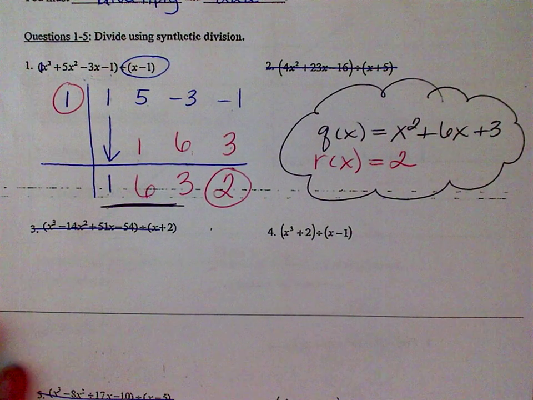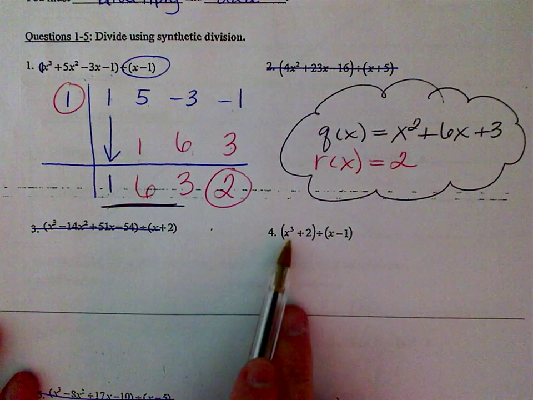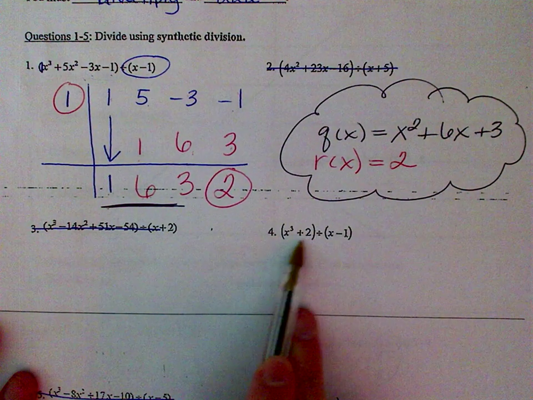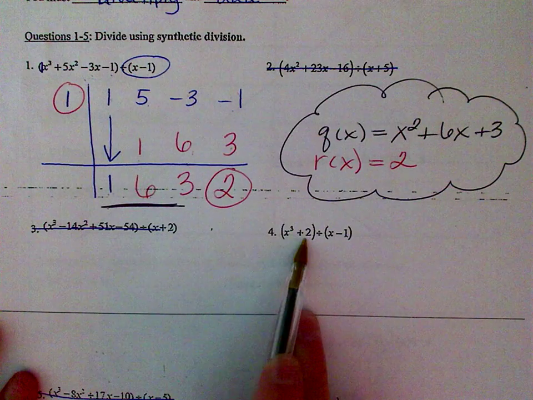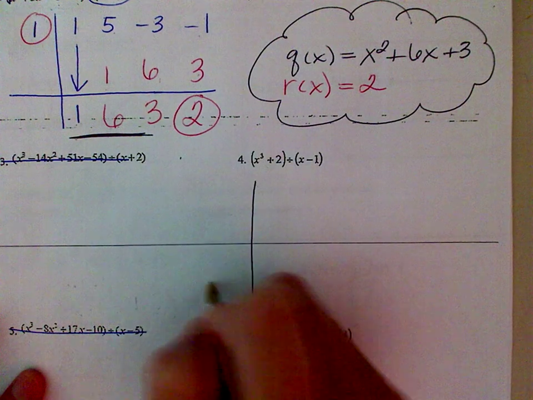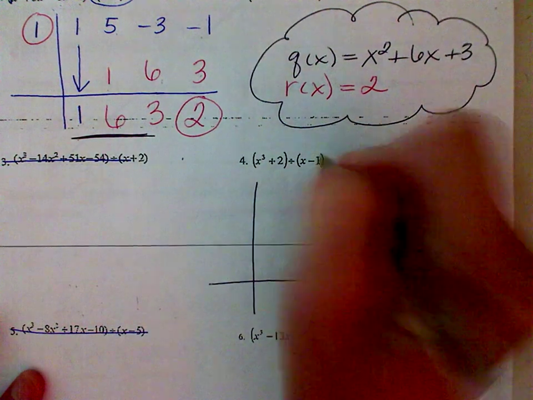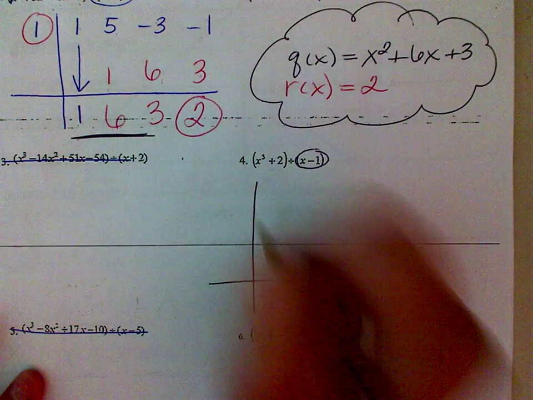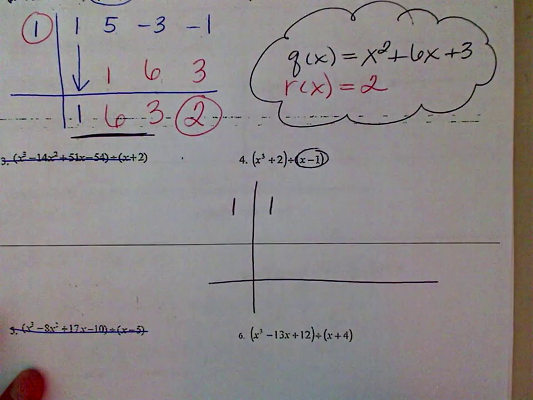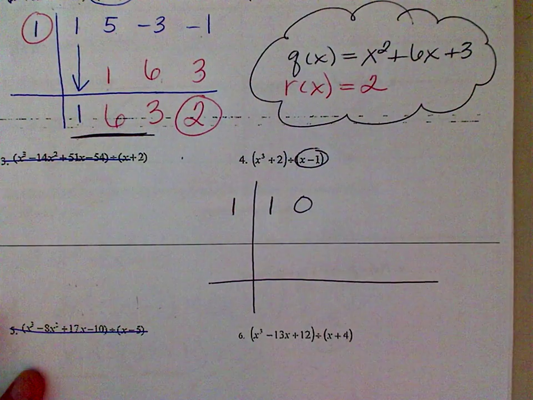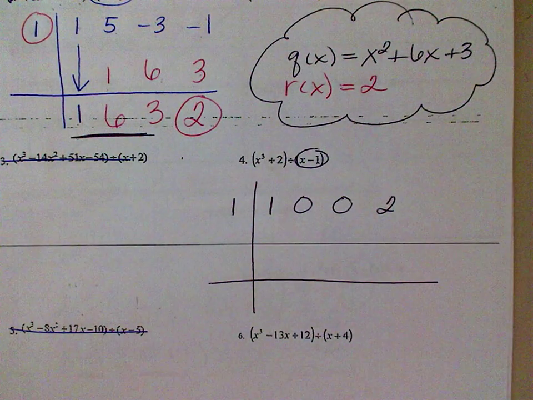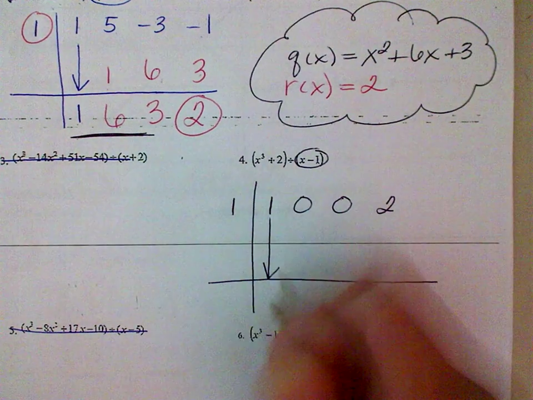Okay, let's try 4. Now 4, you have to be careful because it skips from x cubed all the way down to just the number. I am missing an x squared and an x, so I have to put placeholders in. Let me go ahead and draw my vertical line and my horizontal line. I'm going to do the opposite of the minus 1 and put a positive 1. I got 1x cubed. I don't have any x squares. I don't have any x's, but I do have a 2. And I'm going to bring down that first number.